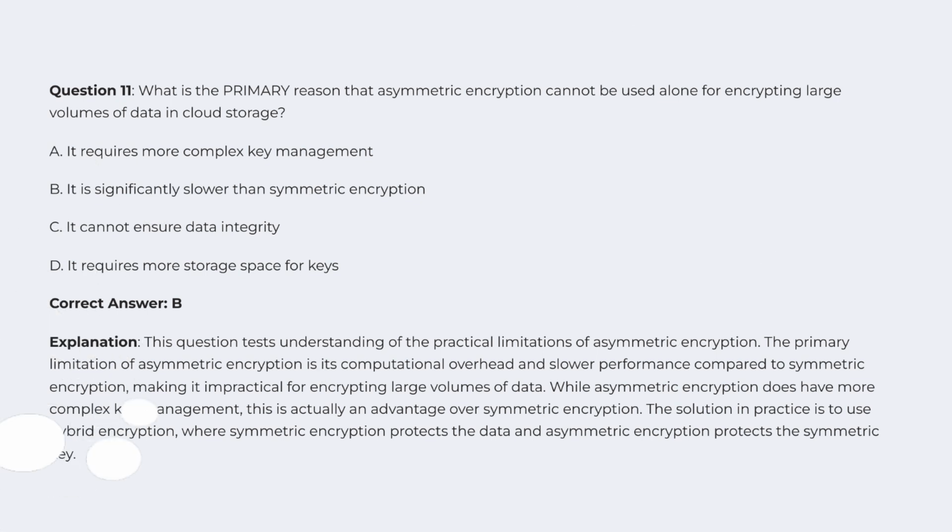Correct answer. B. Explanation: This question tests understanding of the practical limitations of asymmetric encryption. The primary limitation of asymmetric encryption is its computational overhead and slower performance compared to symmetric encryption, making it impractical for encrypting large volumes of data. While asymmetric encryption does have more complex key management, this is actually an advantage over symmetric encryption. The solution in practice is to use hybrid encryption, where symmetric encryption protects the data and asymmetric encryption protects the symmetric key.